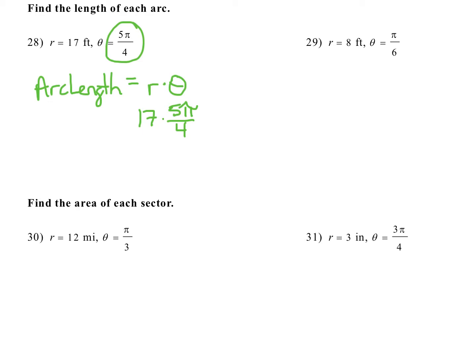So 17 times 5 is equal to 85. So we have 85 pi over 4, which does not reduce, so there's our answer, 85 pi over 4.